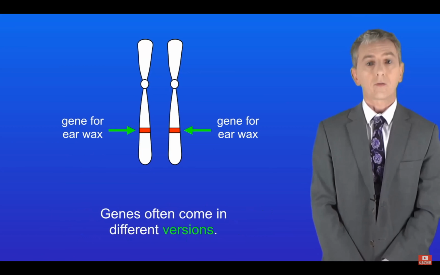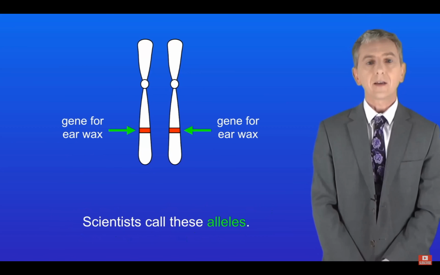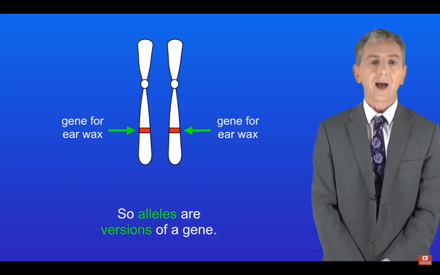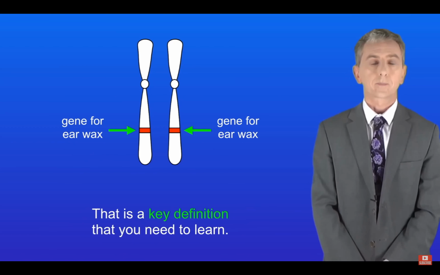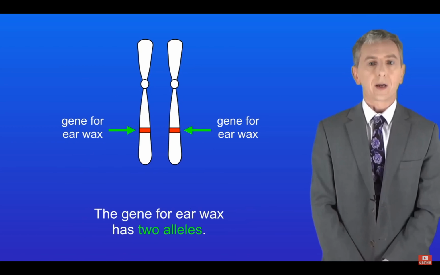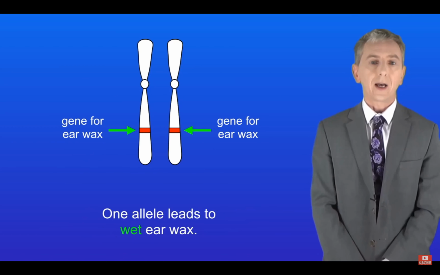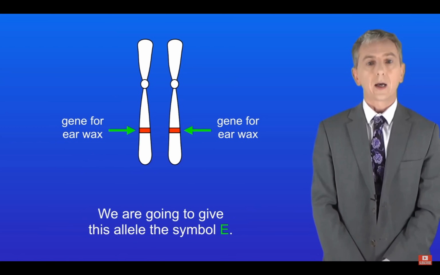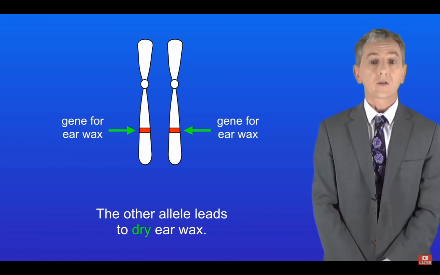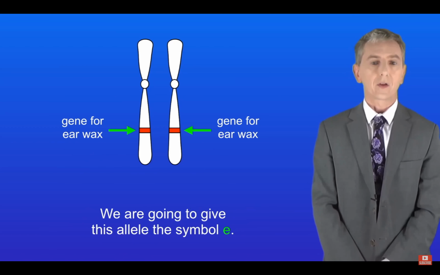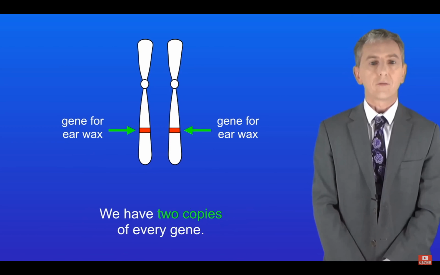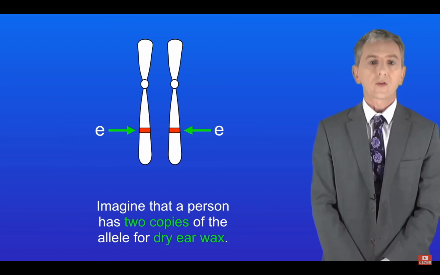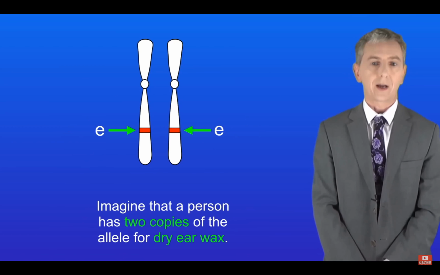Now, genes often come in different versions, and scientists call these alleles. So alleles are versions of a gene, and that's a key definition that you need to learn. The gene for earwax has 2 alleles. One allele leads to wet earwax, and we're going to give this allele the symbol capital E. The other allele leads to dry earwax, and we're going to give this allele the symbol lowercase e. As we said before, we've got 2 copies of every gene. So imagine that a person has 2 copies of the allele for dry earwax.